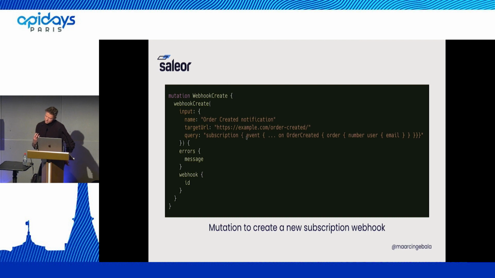We save this in the database, and whenever there is a new webhook triggered from our system, we look at this query and we basically run it against our schema, the same schema that powers the GraphQL API, which powers our frontend.